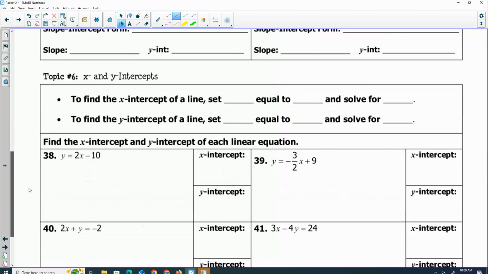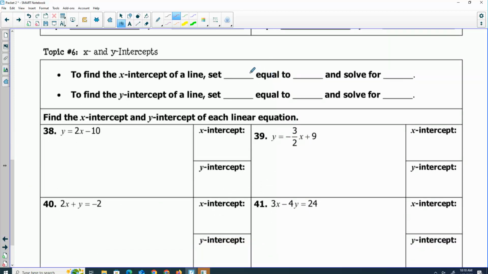So one other thing we talked about with lines is x and y intercepts. That's when we just made the opposite variable 0. So to find the x-intercept, you make your y equal 0 and solve for x. The y-intercept is when x is 0 and we solve for y.